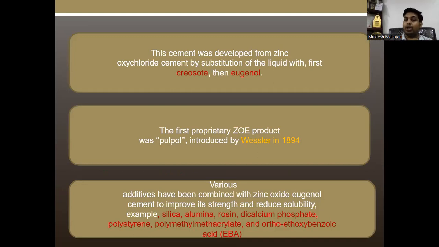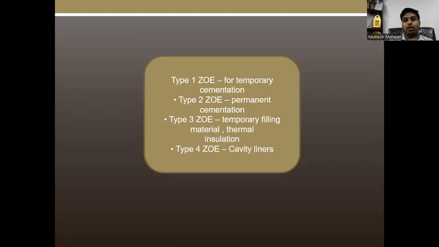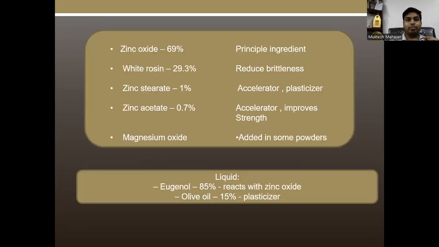Examples: silica, alumina, rosin, calcium phosphate, polystyrene, polymethyl methacrylate, and ortho-ethoxybenzoic acid (EBA). Type 1 ZOE for temporary cementation. Type 2 ZOE for permanent restoration cementation. Type 3 ZOE for temporary filling material and thermal insulation. Type 4 ZOE for cavity lining.